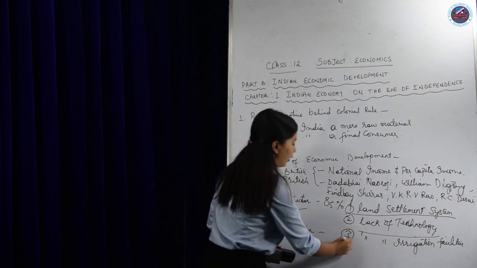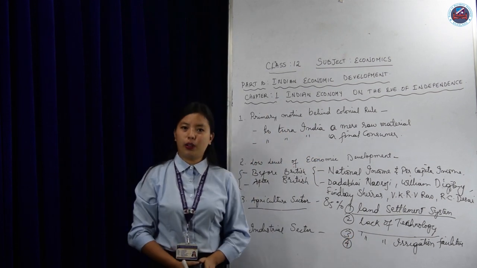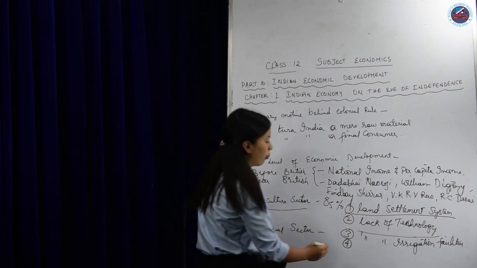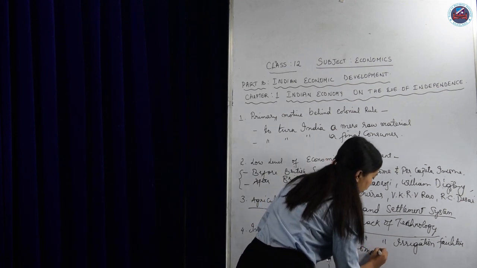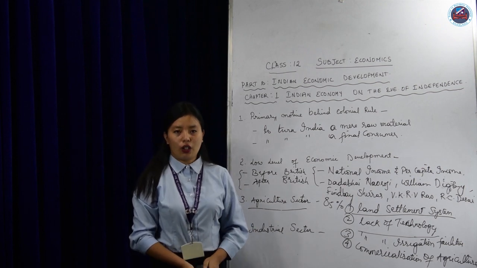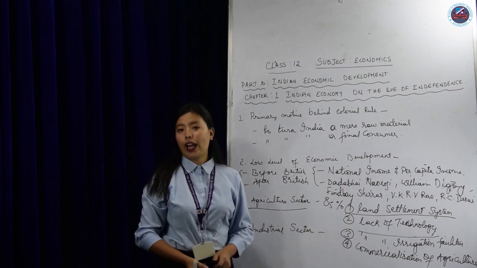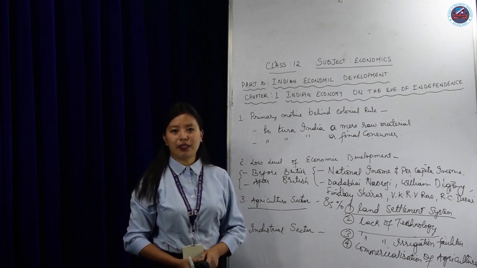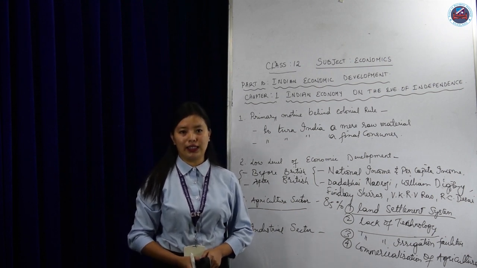The fourth and last one, a very important point under this agriculture sector, is commercialization of agriculture. What is commercialization of agriculture? It means production of crops more for the market rather than for self-consumption.